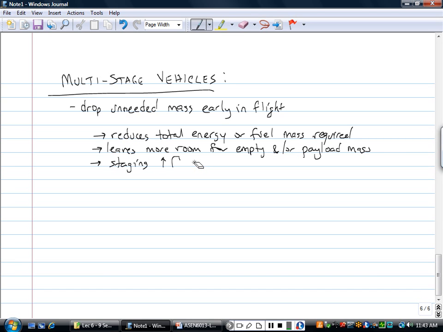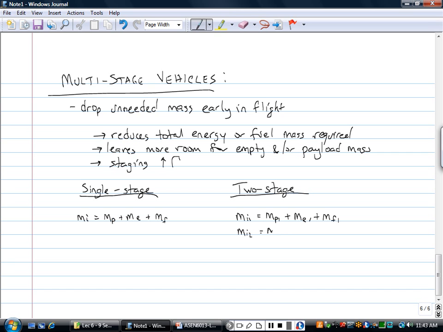So if we look now to the basic parts that you're looking for in your equations, we'll do some simple bookkeeping here. Single stage and two stage. You can extrapolate this to as many stages as you find interesting, and in many different combinations. It's all about the same. Initial mass is the payload plus the empty plus the fuel. Here we're going to have the initial mass 1, payload 1, empty 1, fuel 1. And initial mass 2 is the same thing: payload 2, empty 2, plus fuel 2.